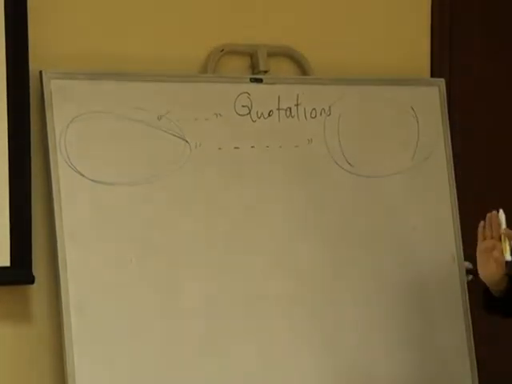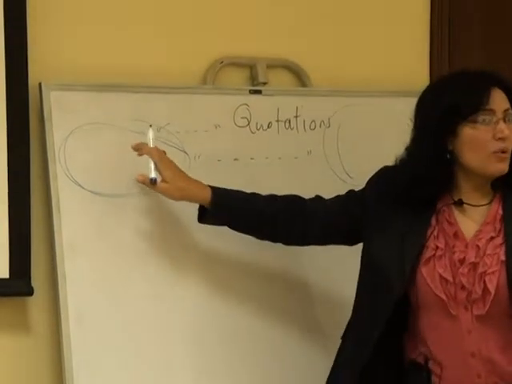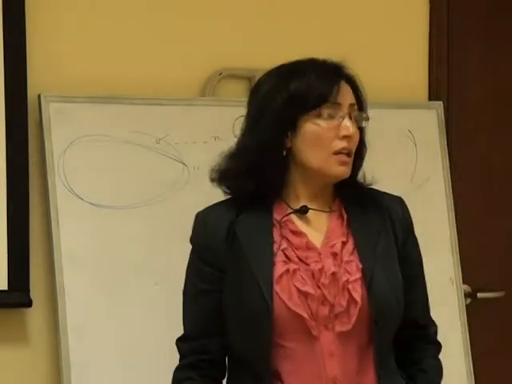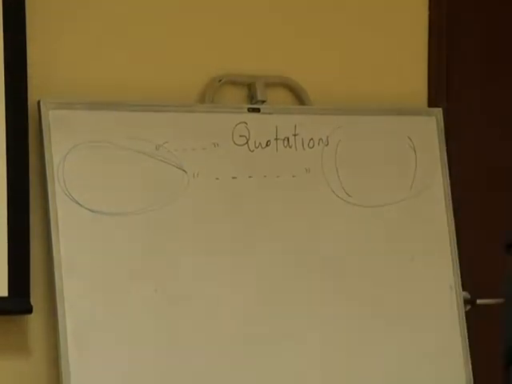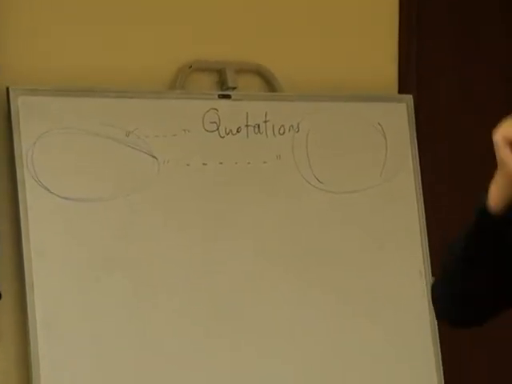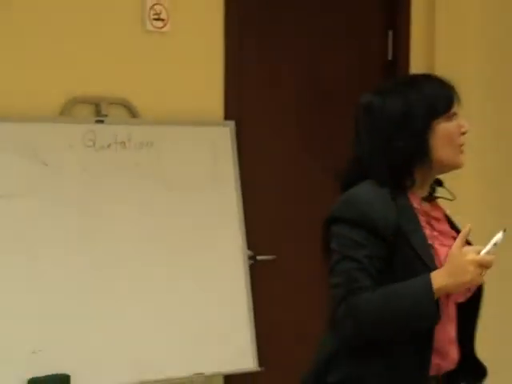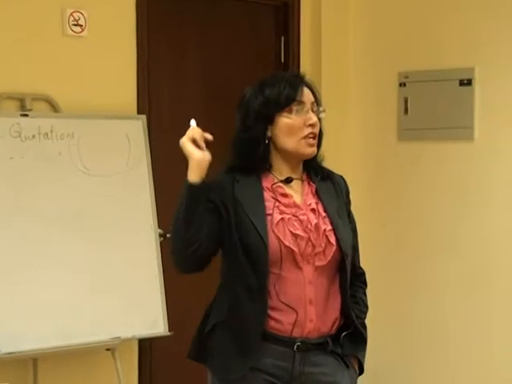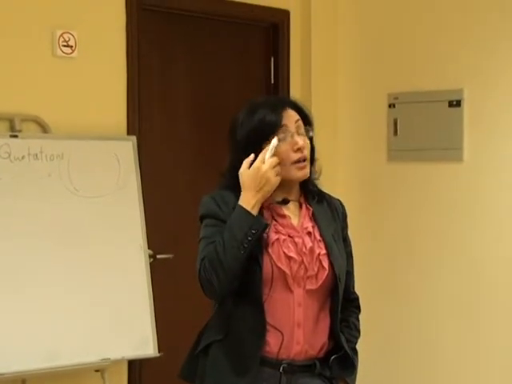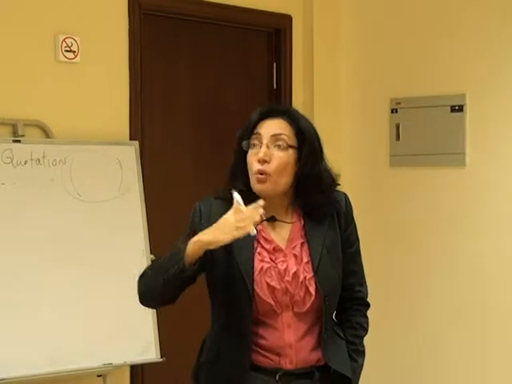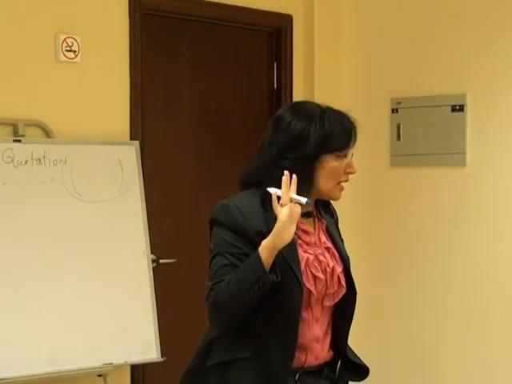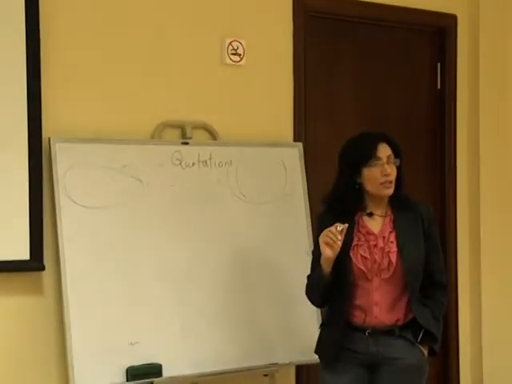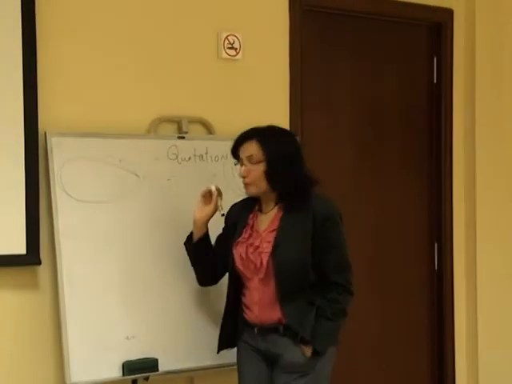There's something that has to come before and something that has to come after. These are the rounded brackets. Logically speaking, what do I have to state before starting the quotation? I say, according to Dr. Manar, according to Richard Wilson, whoever the writer of the article is. What's the full name of Dr. Manar? Look at this.